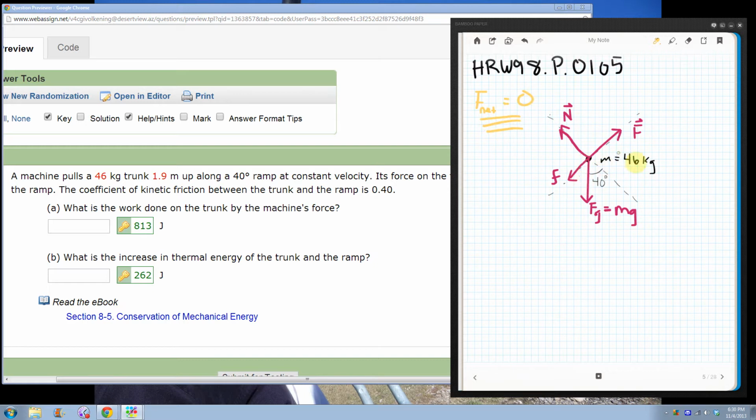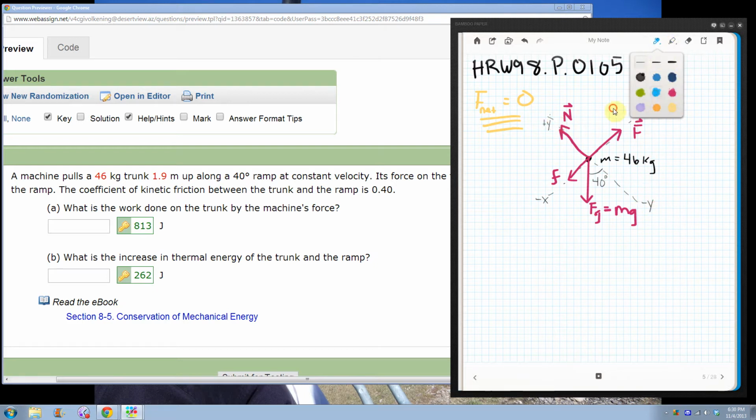Okay. So, I need to know what F is. Well, to know what F is, I'm also going to need to know what friction is. To know what friction is, I'm going to need to know what the normal force is. And to find the normal force, I'm going to have to do Newton's second law in the y direction. So I'm going to randomly assign: up the ramp is plus x, down the ramp is negative x. This is going to be plus y, and negative y.